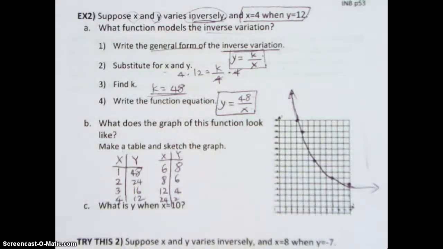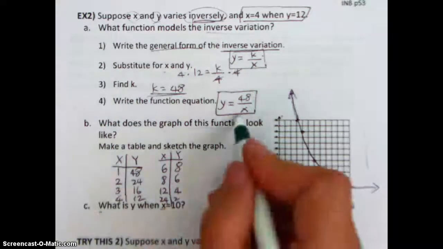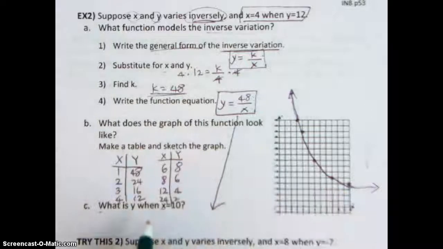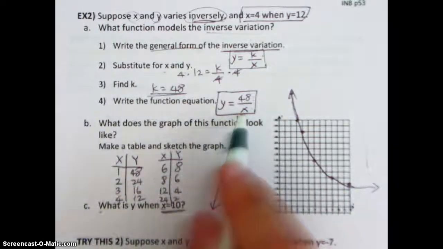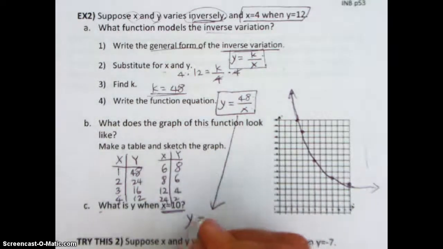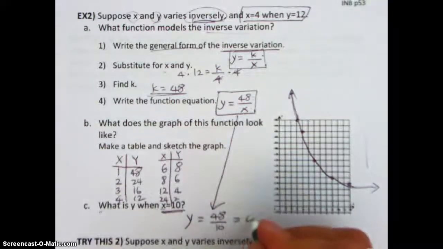Okay, so now we know the graph. The third problem is, what is y when x is 10? So now we have this equation. I can just plug in 10 into x and figure out the y. y is equal to 48 over 10, which is 4.8.